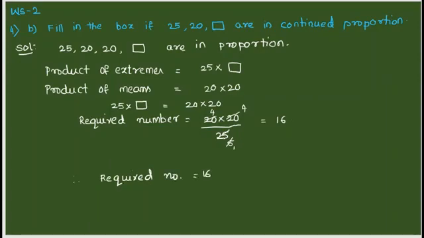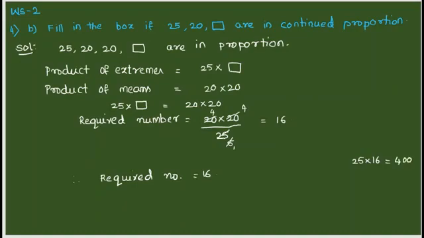As I told, this you confirm by finding the product in rough space. So 25, 20, 20, 16. Here we get the extremes as 25 and 16. In the place of box, you put 16, which we got as the result, and you multiply and check. 25 16s are how much? 25 10s are 250 and 25 6s are 150. Okay, 250 plus 150 gives us 400.